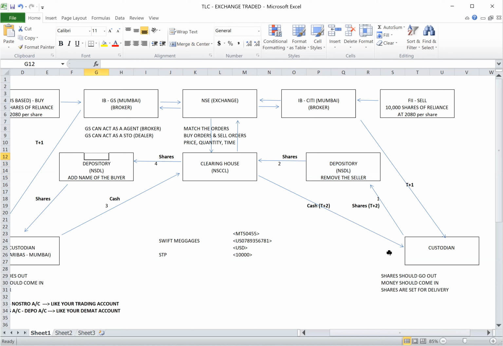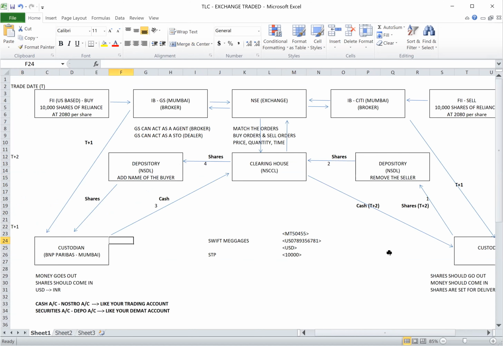First, it will collect all the shares. Then it will start transferring the shares to the depository and say, change the legal ownership from the clearinghouse to the buyer. The buyer should become the legal owner of those shares, right? So what will the depository do? The depository will remove the name of the clearinghouse and add the name of the buyer. Who is the buyer here? Vanguard. So Vanguard would become the legal owner of the shares. And who would do that? Depository would do that.